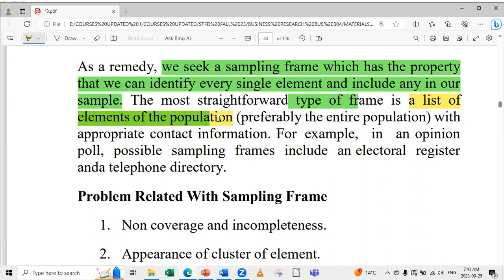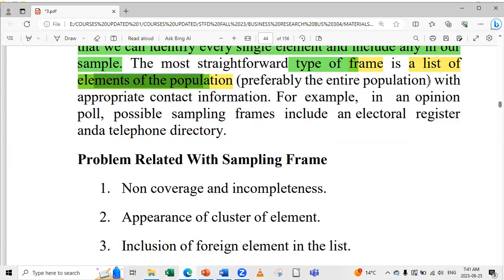This word we call it frame. So the frame is a list of elements of the population, preferably the entire population, with appropriate contact information. For example, in an opinion poll, possible sampling frames include an electoral register and a telephone directory. So the frame we take includes a list of elements of all the population. Please don't forget this.